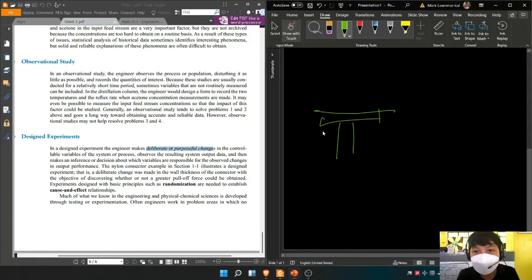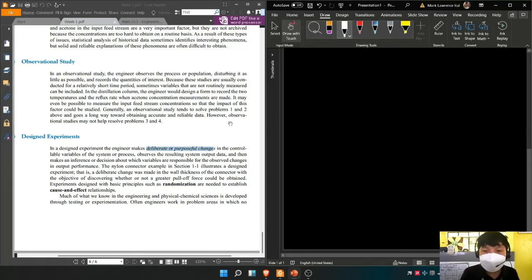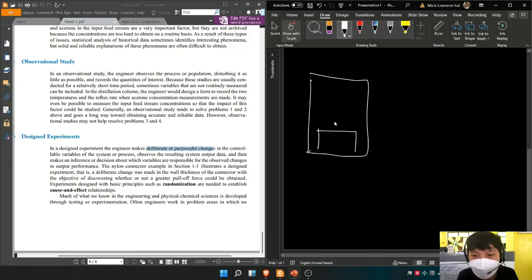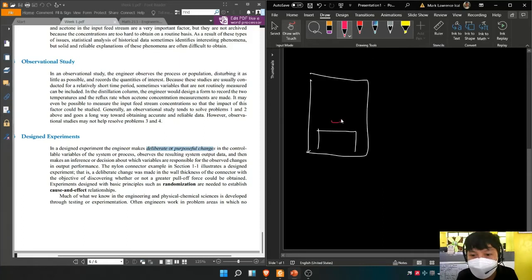Now, let's make a good example. Now, i-improve lang natin yung cake kanina. Okay, level up lang ha. Let's say ito yung loob ng ref. Tapos, let's say na nandyan sa loob yung cake. No? Anong gusto ng cake? Kulay pink. Okay. Let's say nandyan yung cake sa loob.